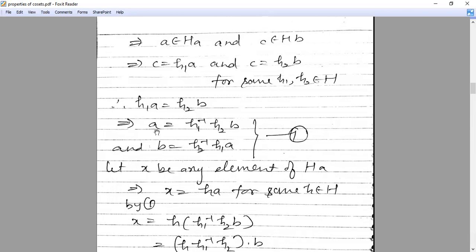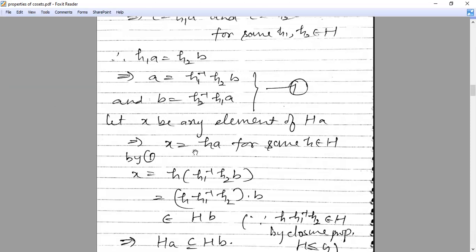And this implies that, if you multiply h1 inverse on the left side on both the sides, then you will get h1 inverse h1A. That is, this will be your identity into A and identity into A will be A. So directly I have written it as A. So A is equal to h1 inverse h2B. And if you multiply h2 inverse on both the sides, then you will get B is equal to h2 inverse h1A. So suppose this is 1.